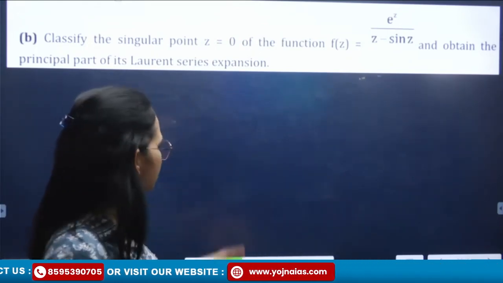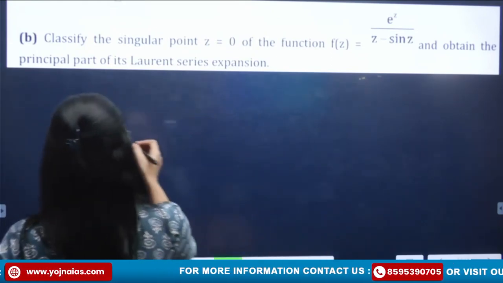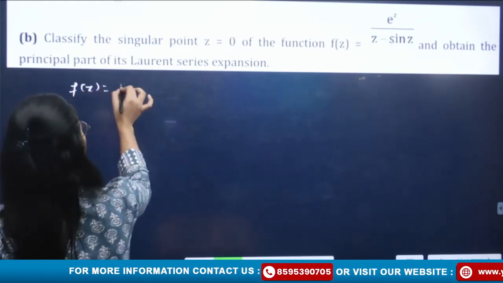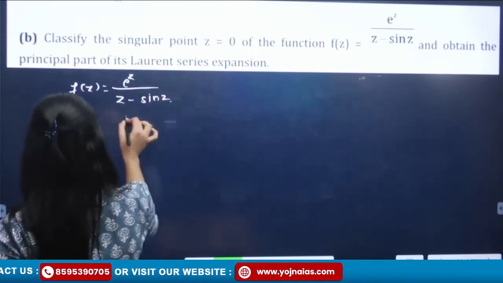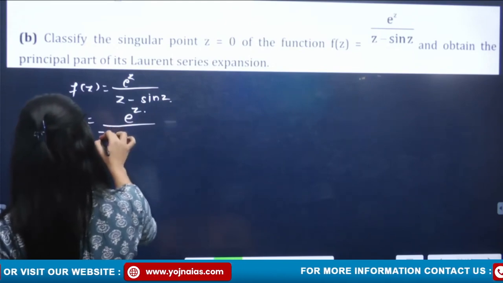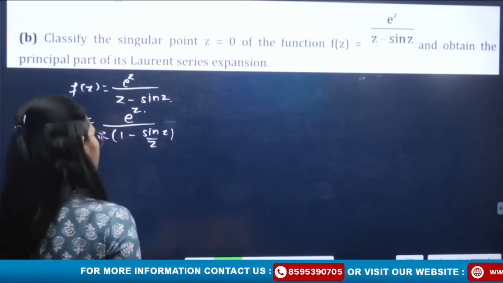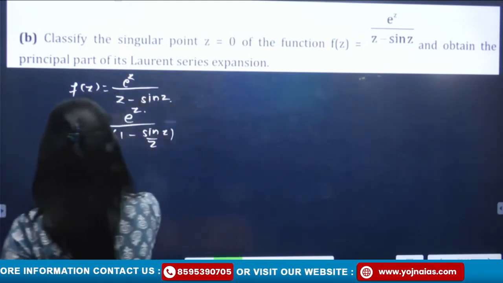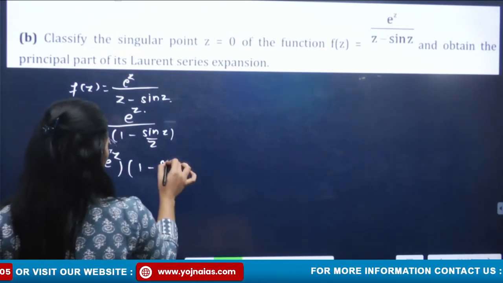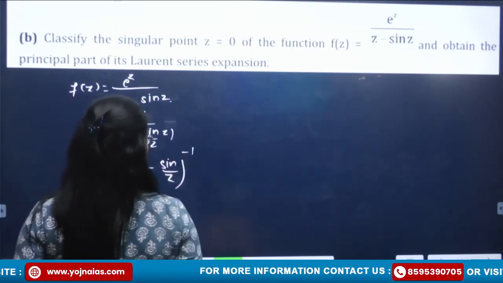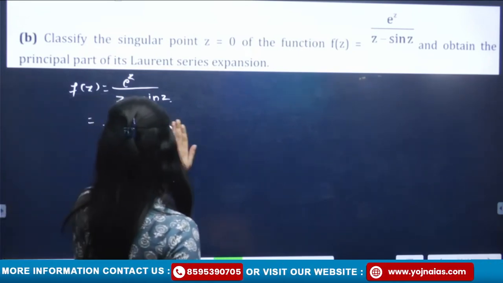Kaise nikaloge? Directly expand this. Expansion se pata chal jata hai na. So how would you expand this? f(z) is equal to e raised to power z over z minus sin z. So you can write e^z over, take this z outside, and it is going to be 1 minus sin z by z. Then you can write this as e raised to power z, 1 by z here, and this is 1 minus sin z by z, inverse.